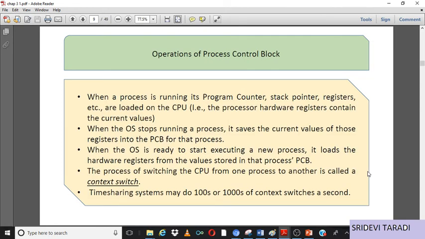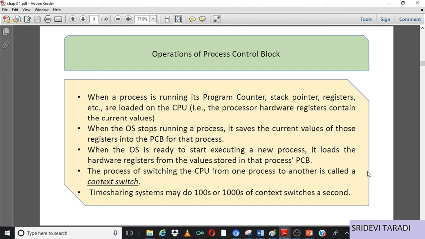Operations of a PCB. When a process is running, its program counter, stack pointer, that is SP, and registers are all loaded on the CPU. That is, the processor hardware registers contain the current values of these elements. When the operating system stops running a process, it saves the current values of those registers in the PCB for that process. When the operating system is ready to start executing a new process, it loads the hardware registers from the values stored in the process's PCB.